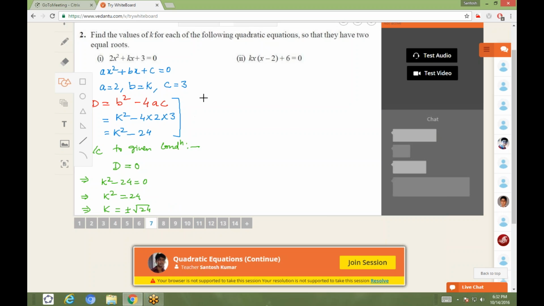So this will be k is equal to plus minus square root of 6 into 4, and then we can just write it as plus minus 2 root 6. Oh sorry, yes, 2 root 6, I'm sorry. So the value of k is plus minus 2 root 6.